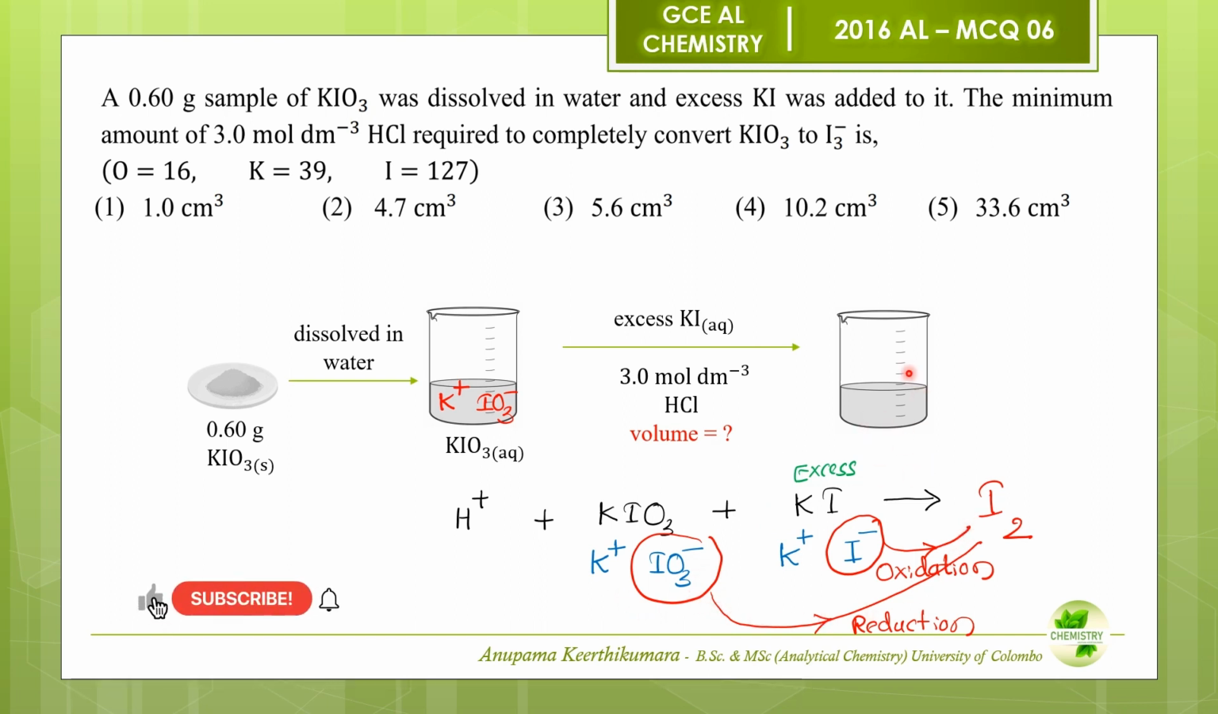Therefore, this final mixture contains the produced iodine and the remaining iodide ions. These iodide ions together with iodine molecules form triiodide ions. Therefore, in the presence of these excess iodide ions, all these iodine molecules convert to triiodide ions. Now we will balance this redox reaction.